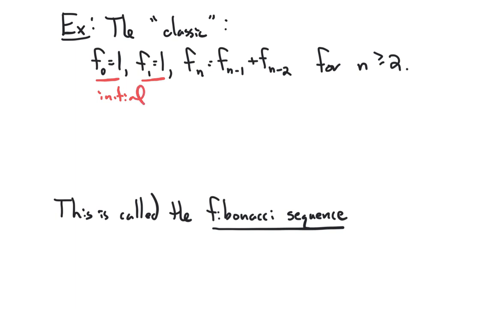And our recursion relation is given by this. The next term in the sequence is the sum of the previous two before it. Fn equals fn minus 1 plus fn minus 2. And I tell you here that this only applies when n is 2 or greater. If n is less than 2, if it's 0 or 1, then they are the initial conditions. And this is, of course, called the Fibonacci sequence.